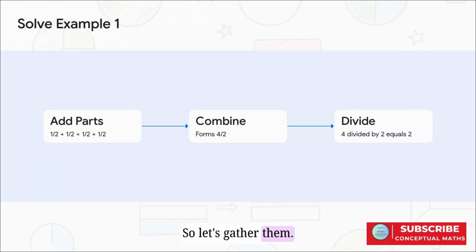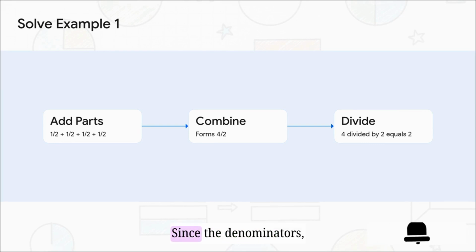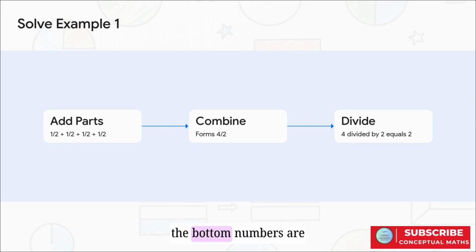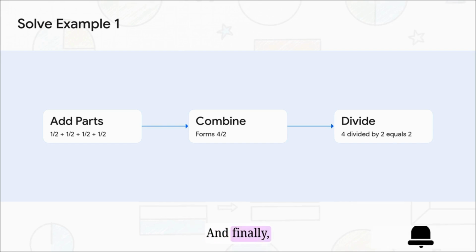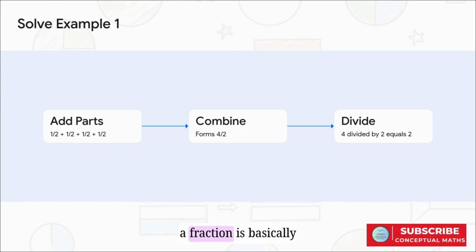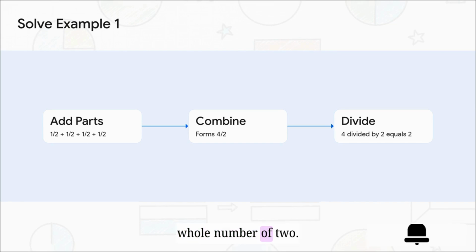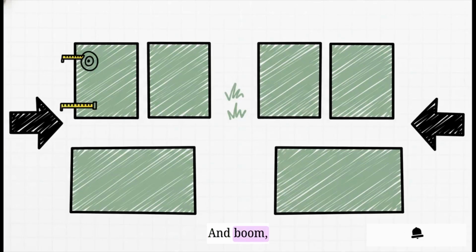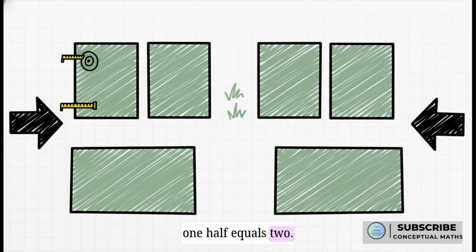So let's gather them. First, we literally just add those parts together. 1/2 plus 1/2 plus 1/2 plus 1/2. Since the denominators, the bottom numbers, are all exactly the same, we just add the top numbers together. That gives us 4/2. And finally, we simplify. Remember, a fraction is basically just a mini division problem in disguise. So 4 divided by 2 just gives us the nice, clean whole number of 2. And boom, there's our final answer. 4 multiplied by 1/2 equals 2.